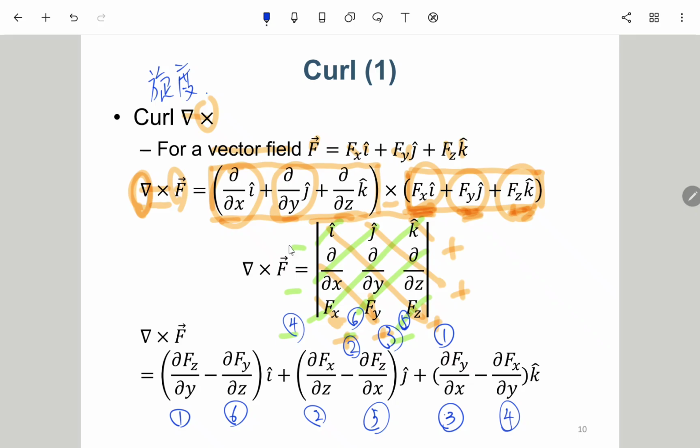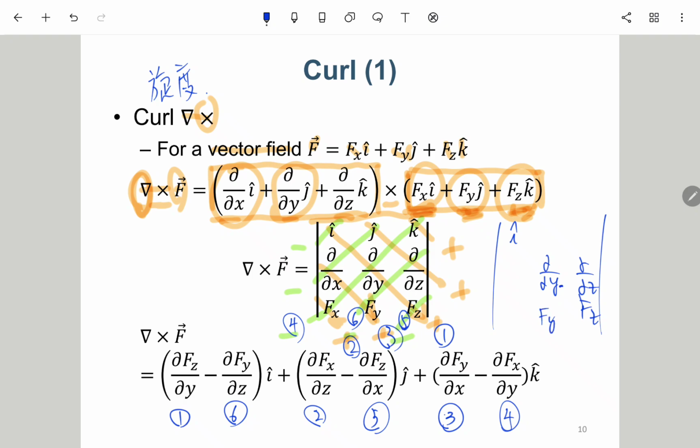So by making use of this determinant, we can quickly write out all the 6 terms, like this. Or maybe it is just like i hat will be like this one multiplied together. So it is like i hat, and then we have this one, partial y fz minus partial z fy.